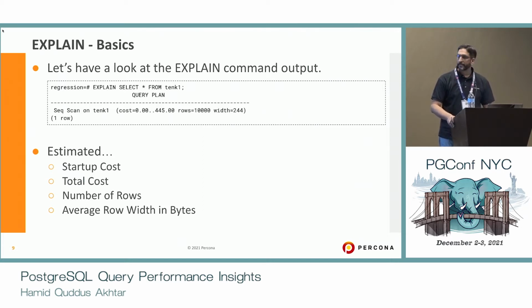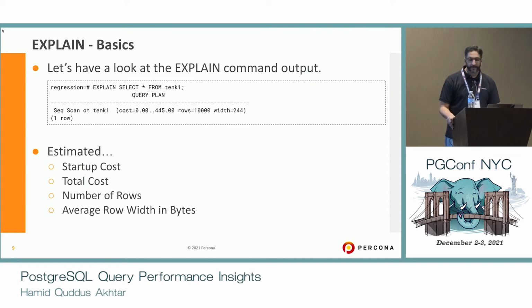What you see is that a SQL command is prepended with the explain keyword, and it prints out a plan. It has not executed the actual query. It is just presenting what it thinks about the query and how it should be executed. So it's expecting that a sequential scan will be done on this relation, and the startup cost is 0, the total cost is 445, the number of rows is 10,000, and the width is 244.